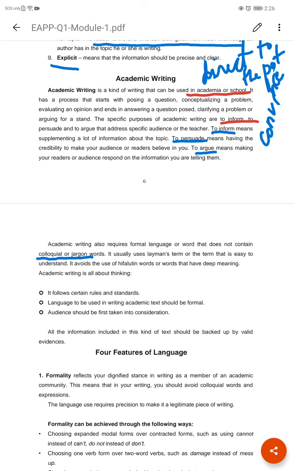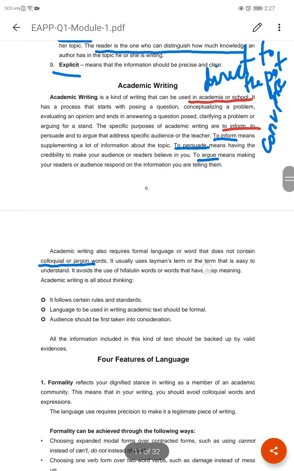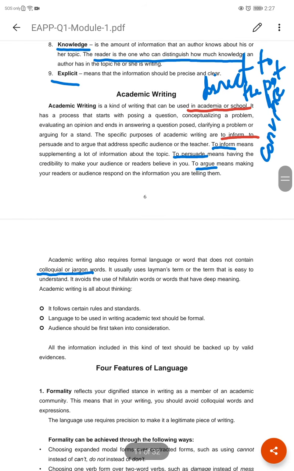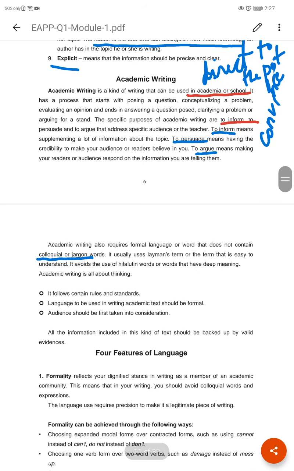But remember, if you're going to write any academic text, it is important that you do not use colloquial or jargon words. Meaning, these are words which are specific to a group of person. For example, words which are only used by doctors. So those are jargons. Words which are only used by police. Those are jargon terms. So do not use those kinds of words. You should use layman's term.